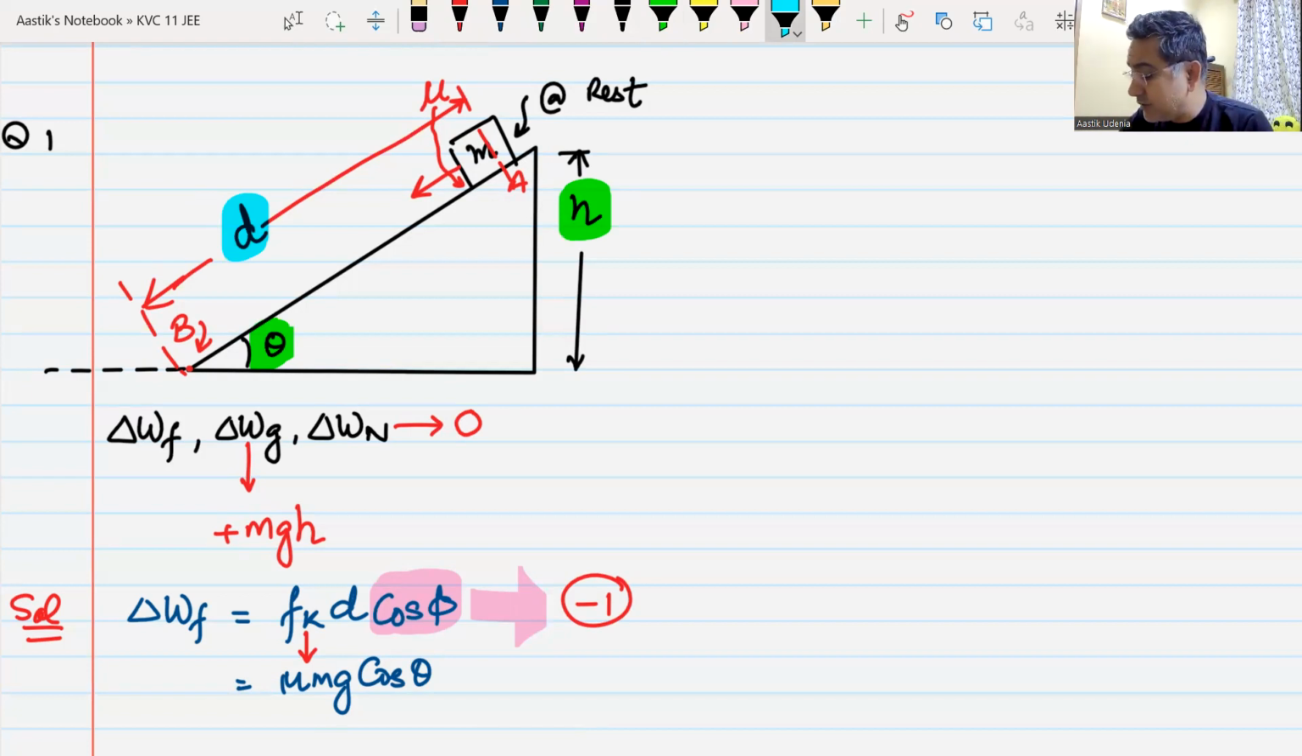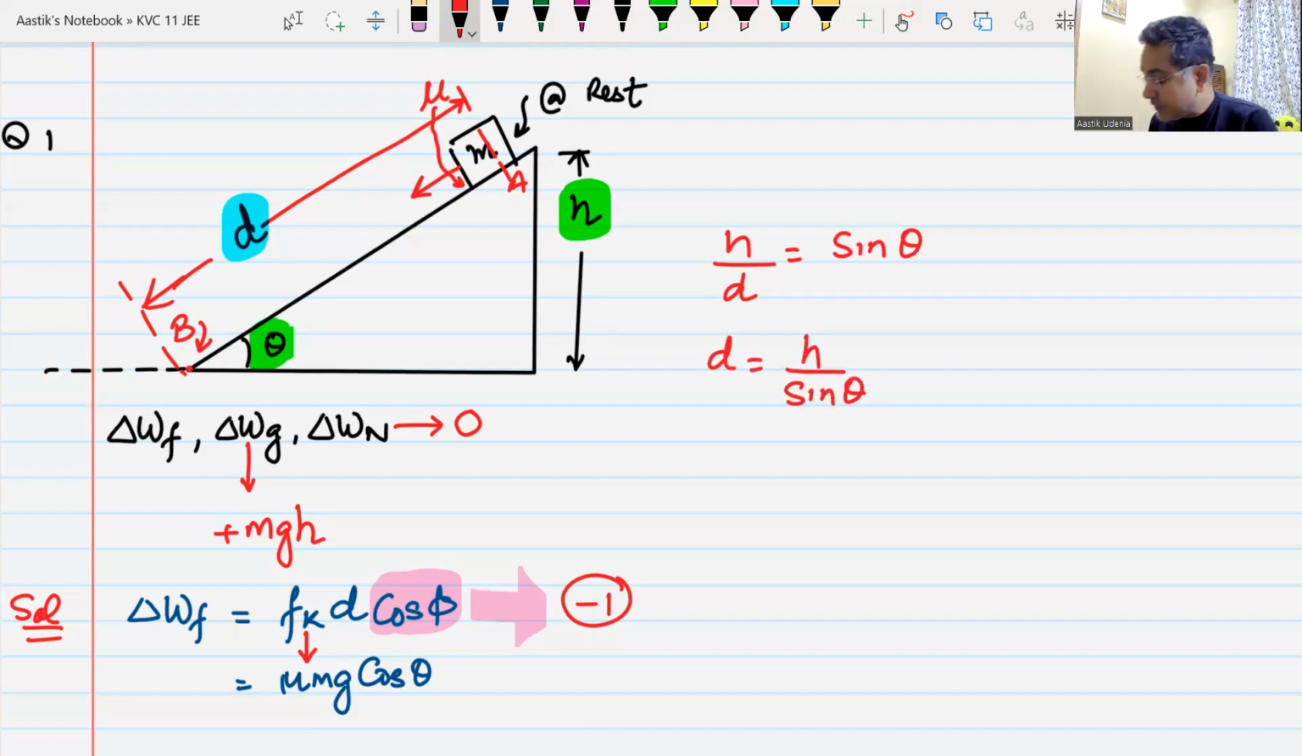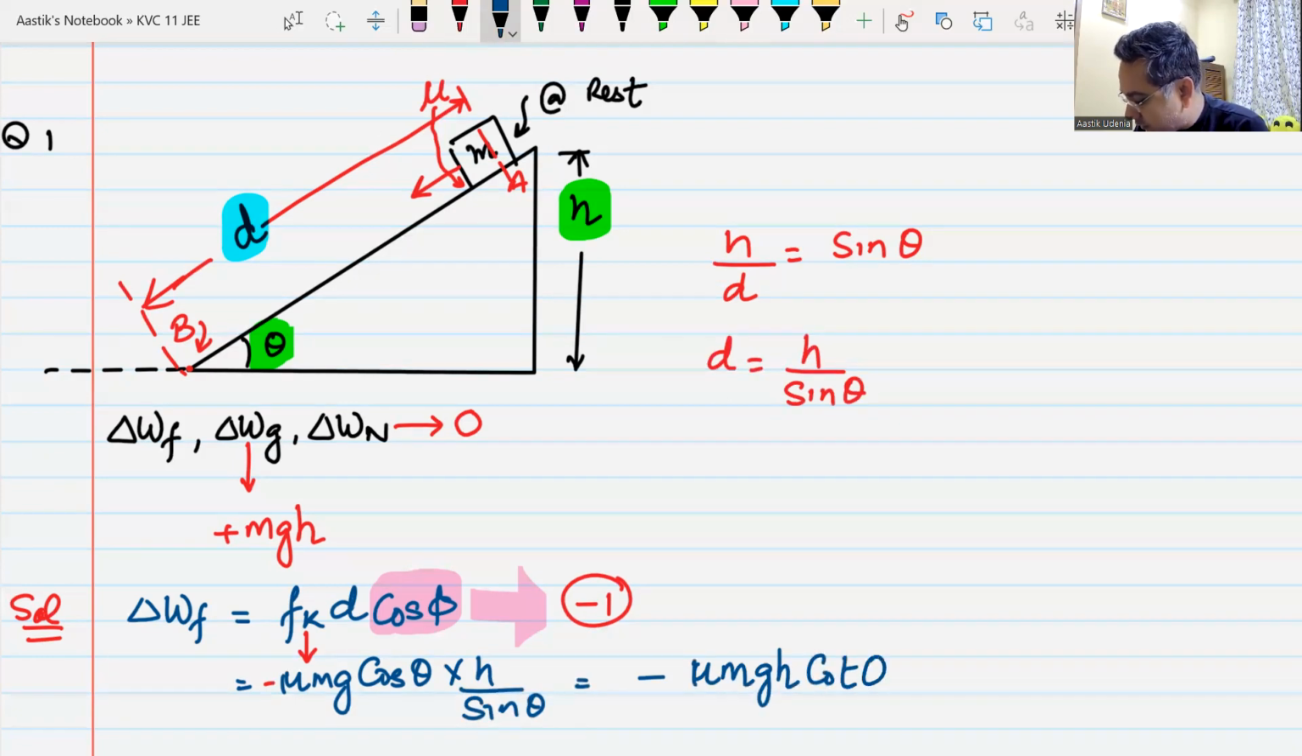H by d, my dear friends, is something that we call sine theta. Do you remember sine theta, cos theta, tan theta? H by d is sine theta. Please remember it. If you have forgotten it, please remember it. Then your d becomes h by sine theta. So you just put the value of d here and put a negative sign because of this cos, this angle. That is the work done by friction, multiplied by h divided by sine theta. So it becomes minus mu mg h into cot theta.